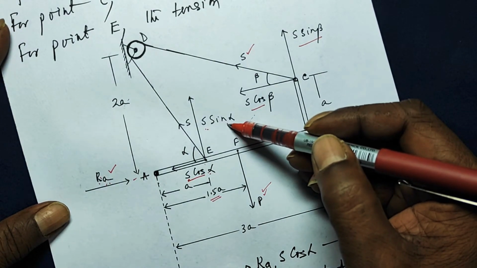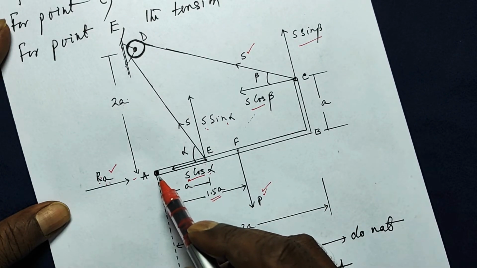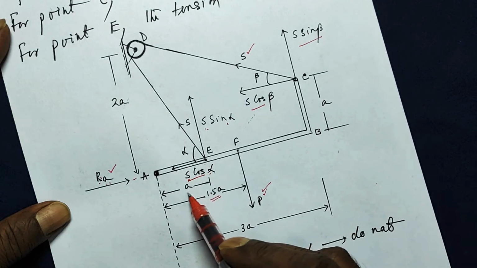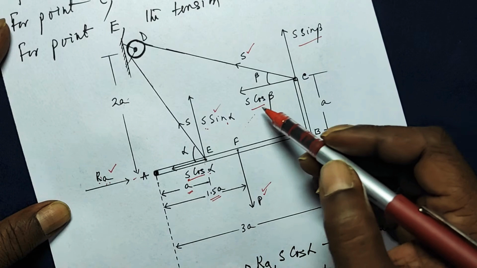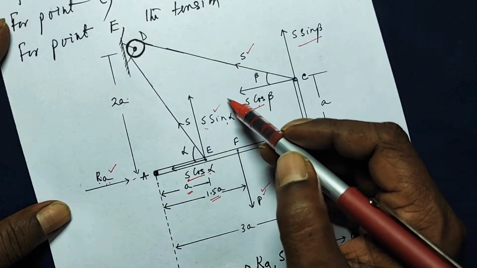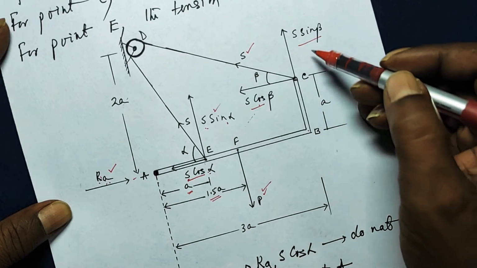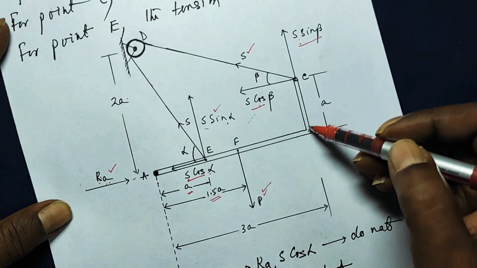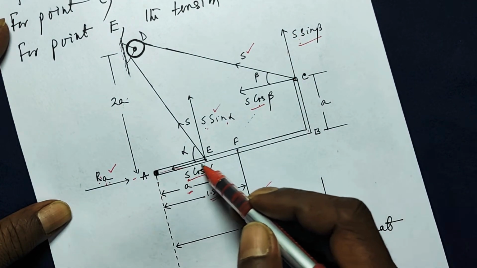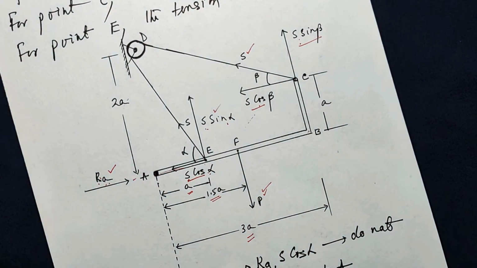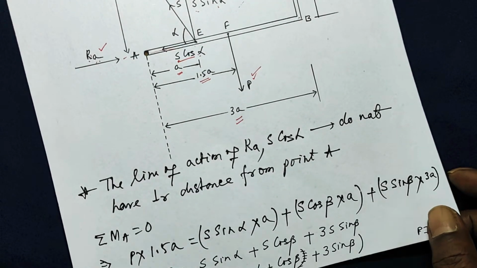And your S sin alpha from the point A has a perpendicular distance from A to E, that is given as A. So this will also produce a turning effect. S cos beta, the line of action of S cos beta in this direction, from the point A has a perpendicular distance A, so this will also produce a turning effect. Similarly, S sin beta, from the point A, has a perpendicular distance equal to 3A, so this will also produce a turning effect. So once you find out which forces will produce turning effects, you have to find out which ones will produce clockwise turning effects and which ones will produce anti-clockwise turning effects. Then you have to make them equal. So that is what I have explained here.